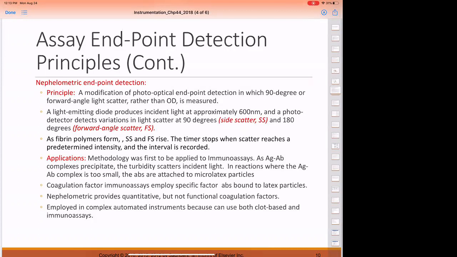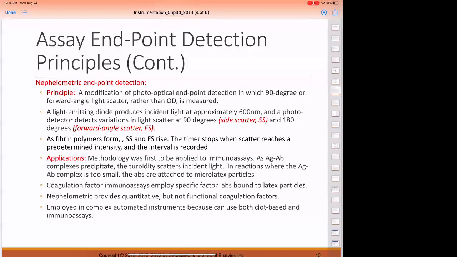The 90-degree angle is measuring the side scatter, or SS, and the 180-degree angle is measuring the forward angle scatter, the FS. As fibrin polymers form, the side scatter and the forward angle scatter rise. The timer stops when the scatter reaches a predetermined intensity and the interval is recorded.